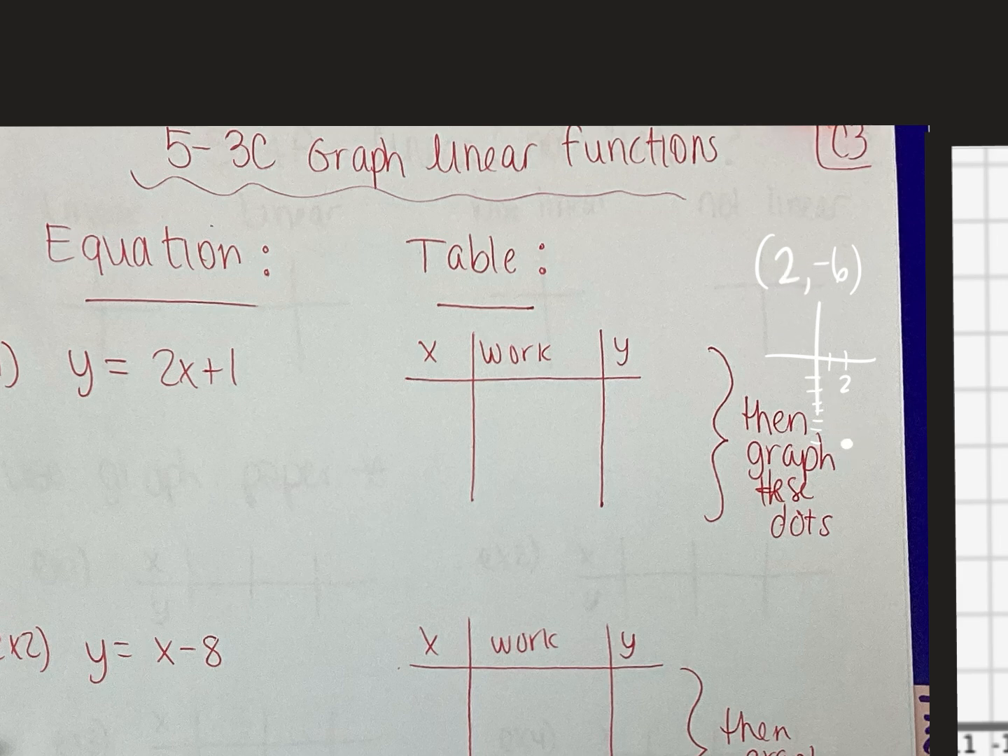Okay, so let's choose this first one. So what do we want to pick? Negative 1, 0, 1, and 2. Same thing we've been picking before. We're going to erase and replace this x. 2 times x plus 1. 2 times negative 1 plus 1. 2 times 0 plus 1. 2 times 1 plus 1. 2 times 2 plus 1.